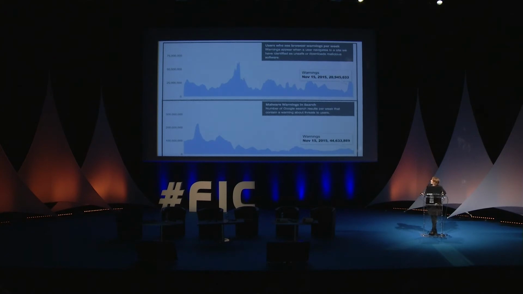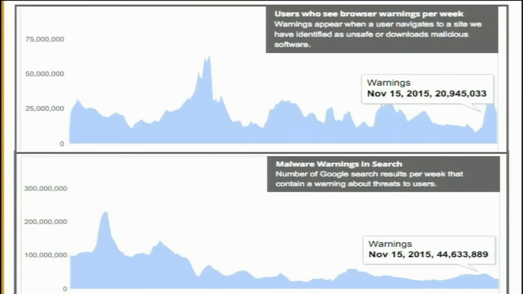So this is two different graphs. The first one is showing the number of users who see browser warnings per week, and the bottom one is the number of users who see the warnings in search. The example I showed previously was the type of warning that you'll get in your browser. But when you're doing a Google search, we show the warning in the search results so that users can be aware of dangerous sites before they even click on the links.